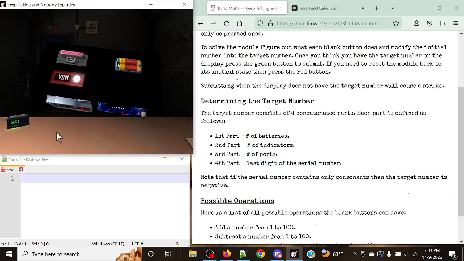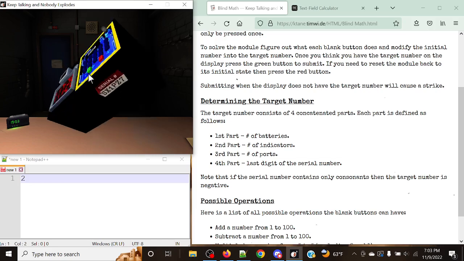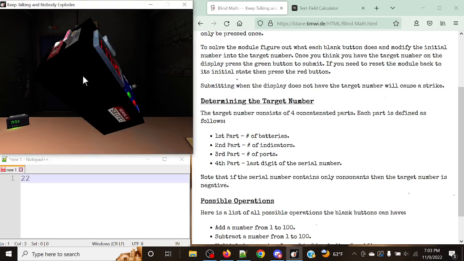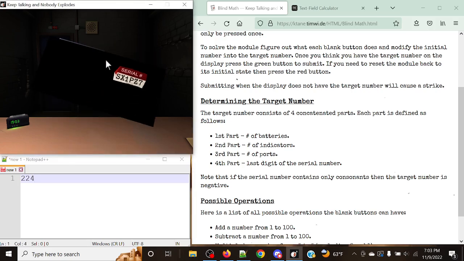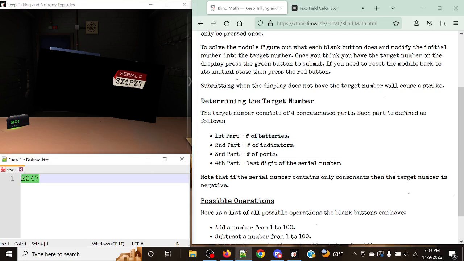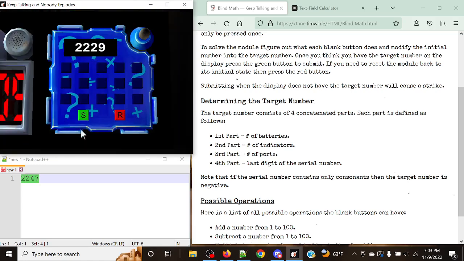In this case, the number of batteries is going to be 2. That's 1 digit. The number of indicators is going to be 2 as well. The number of ports is going to be a 4. And the last digit of the serial number is going to be a 7. So what we essentially did here is we took each of these bits of edgework and combined them all into one number, 2, 2, 4, 7. And that is going to be our target number. Now, we're very close to this, actually. We're really, really close. And this one should not be too hard, supposedly.